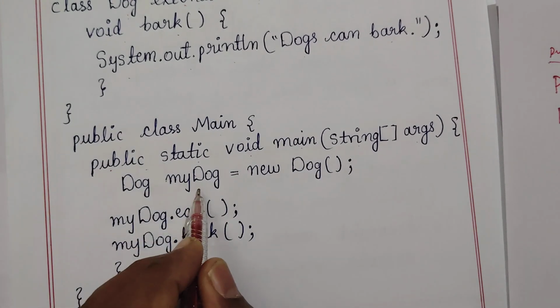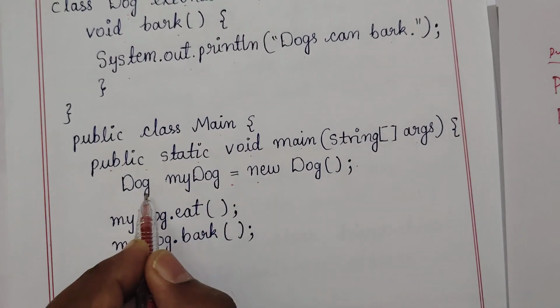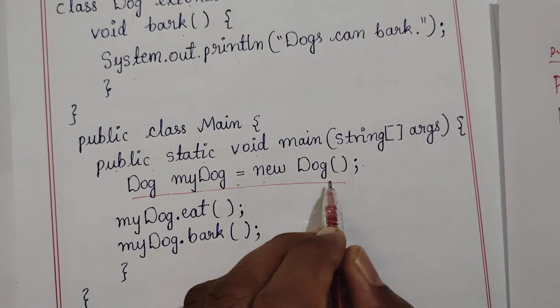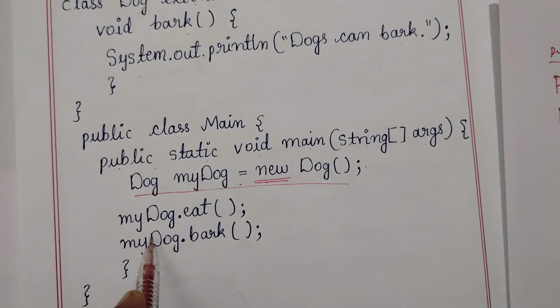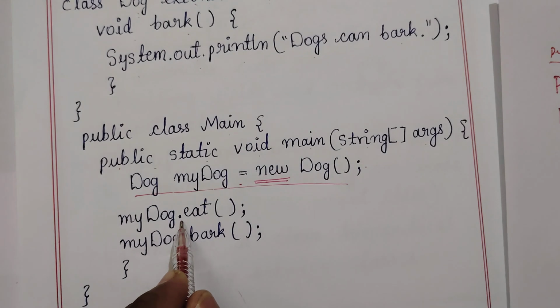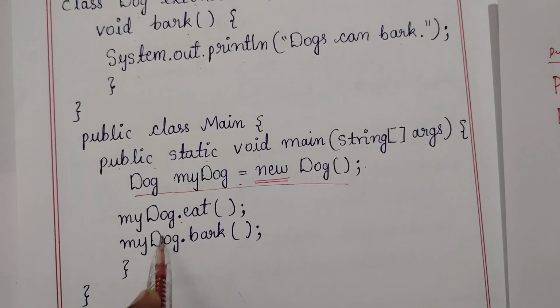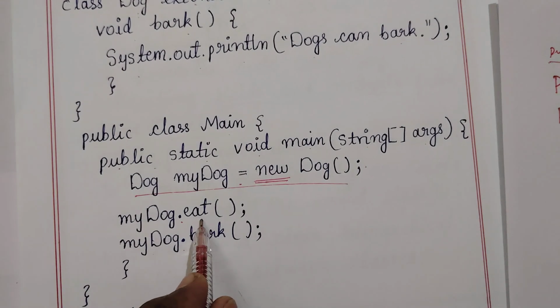Now, Dog myDog equals new Dog. This is called object creation. This portion completely is the creation of the object by using the new keyword. Then myDog.eat. What is the name here? The dot operator we use. Then myDog.bark. Here there are two things: one is eating, another one is barking.